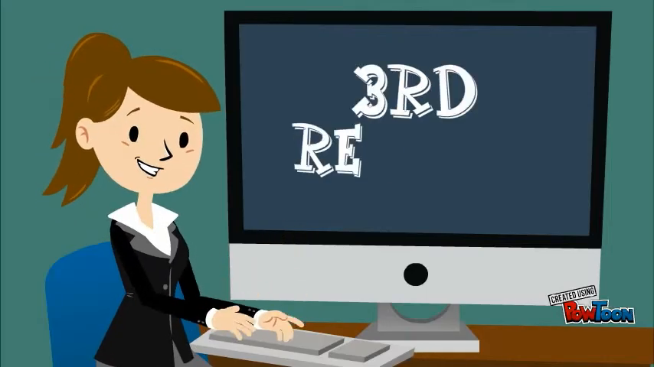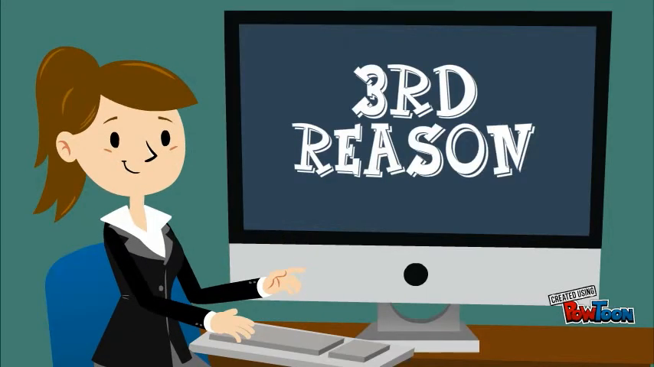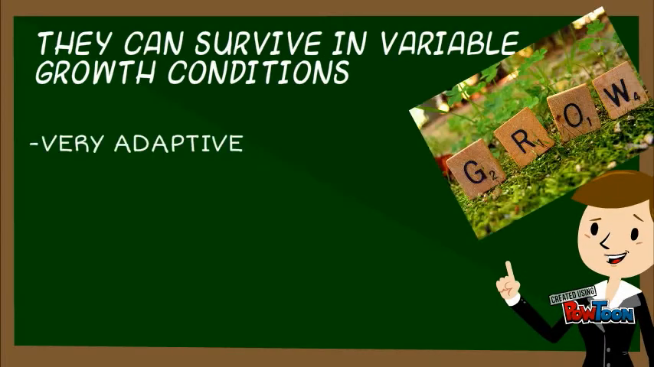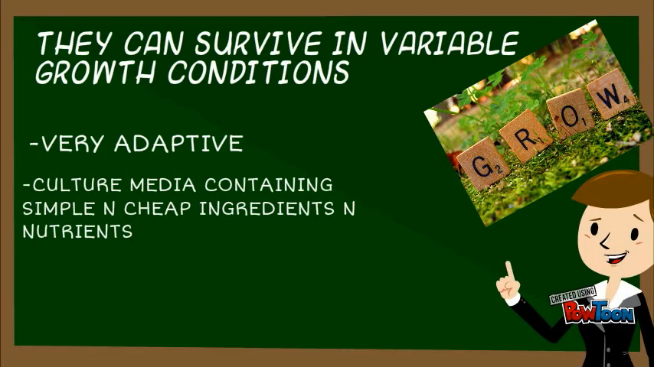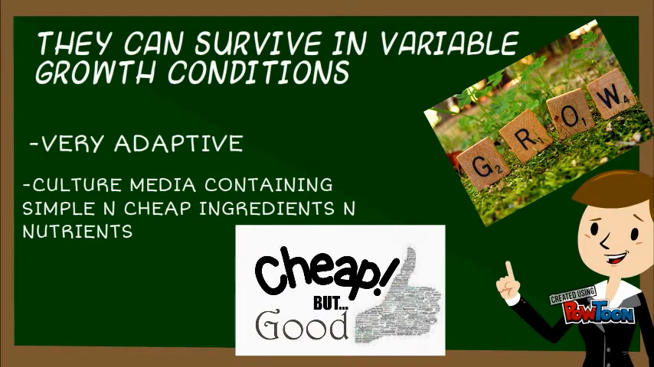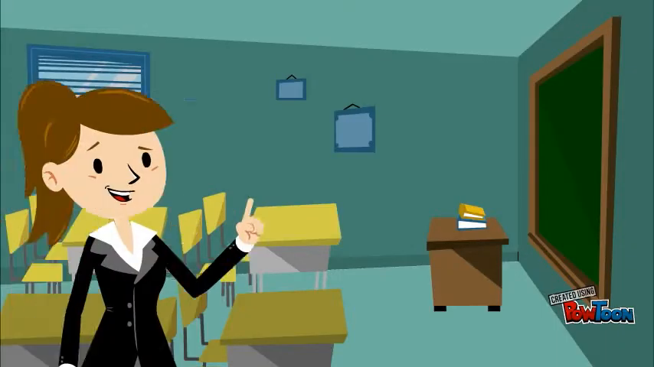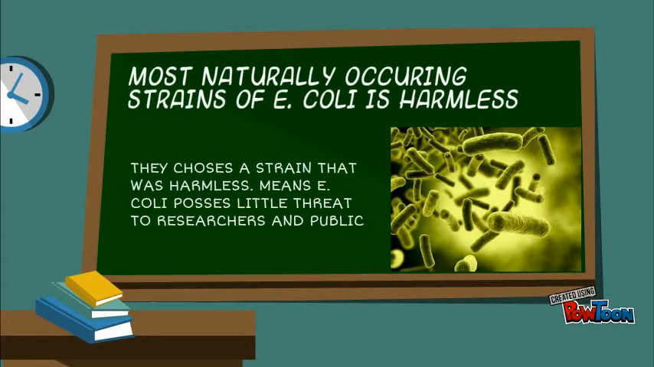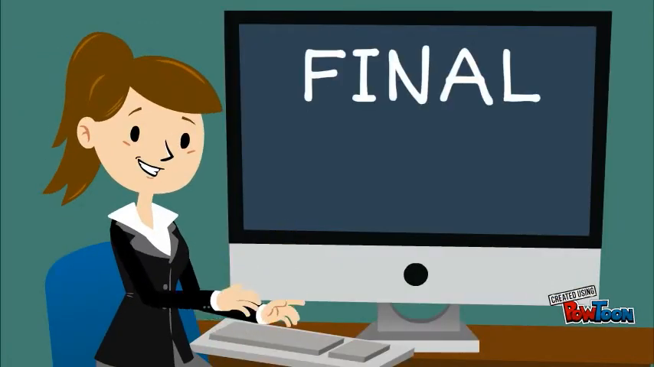Next, they can survive in variable growth conditions. As we discussed earlier, this leads to it being very adaptive yet forgiving in lab situations. Culture media containing simple and inexpensive ingredients and nutrients can successfully spur E. coli to grow and thrive. Most naturally occurring strains of E. coli are harmless, as food poisoning E. coli that sprang to mind earlier are the exception, not the rule. When scientists first started using E. coli for lab experiments, they chose a strain that was harmless, which means that studying E. coli poses little threat to researchers and the public.